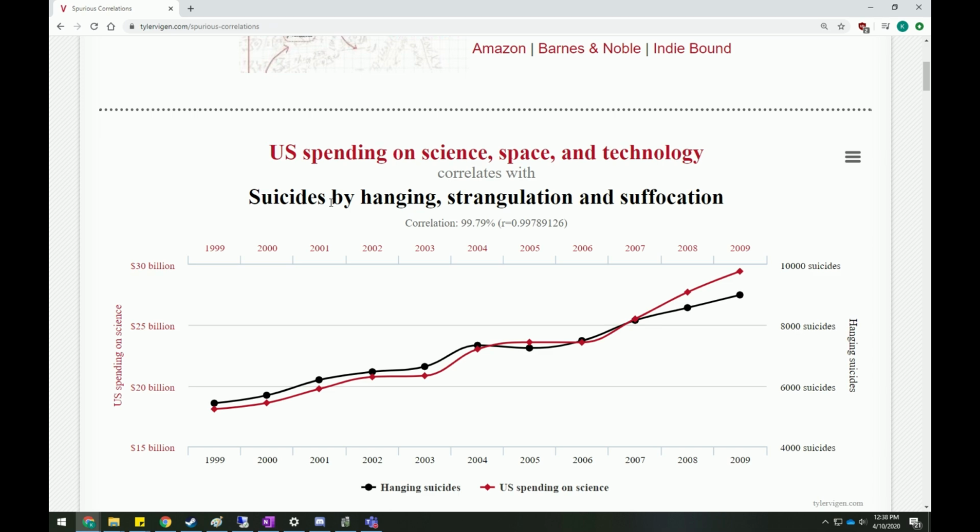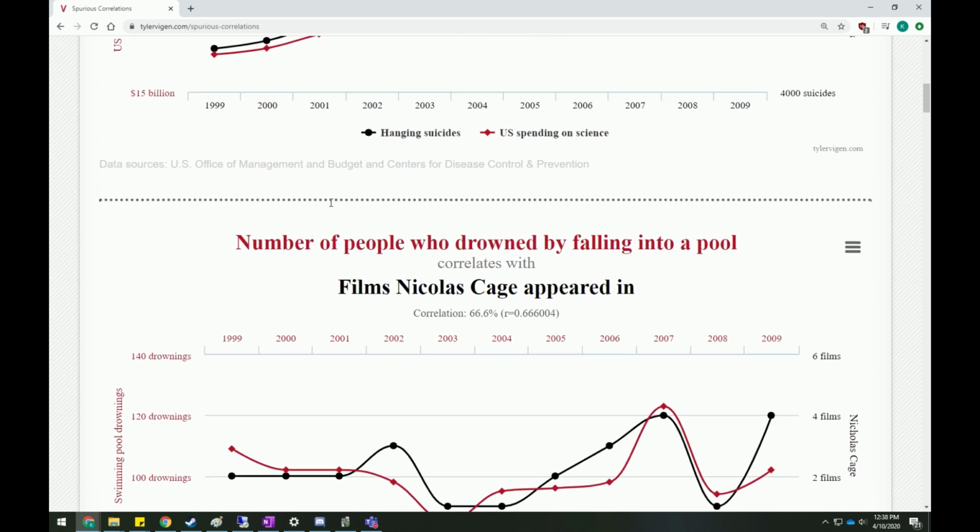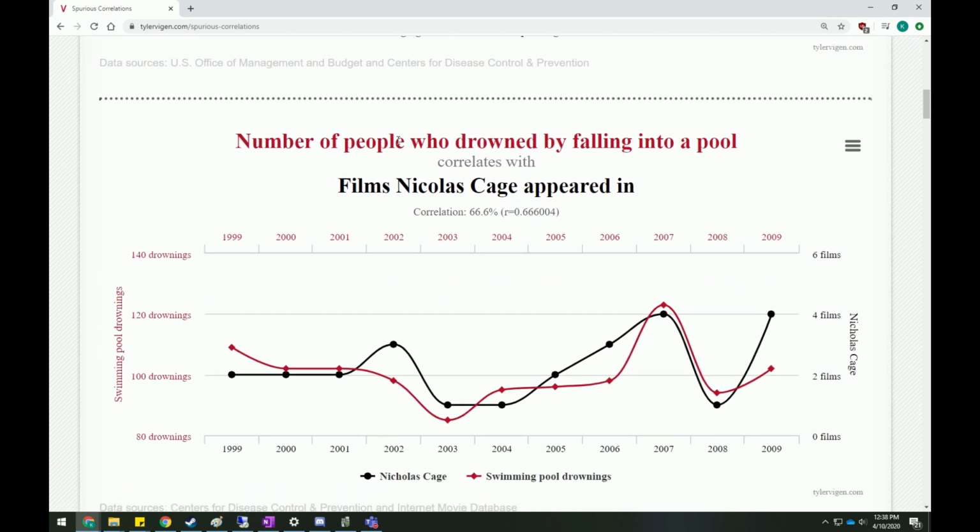Take a look here. This is one of the most hilarious ones on here. The number of people who drown by falling into a swimming pool correlates extremely well with the number of films that Nicolas Cage appeared in from 1999 to 2009. In fact, if you take a look at the correlation coefficient, it was 0.6660. Now, I don't know what it means that it says 0.666, but I'll leave that to you to determine.